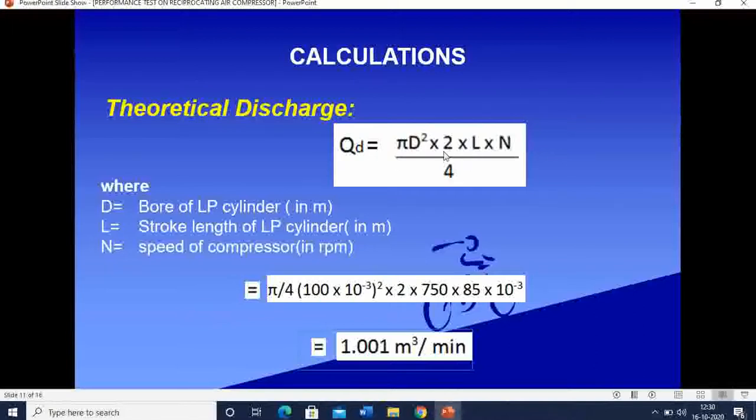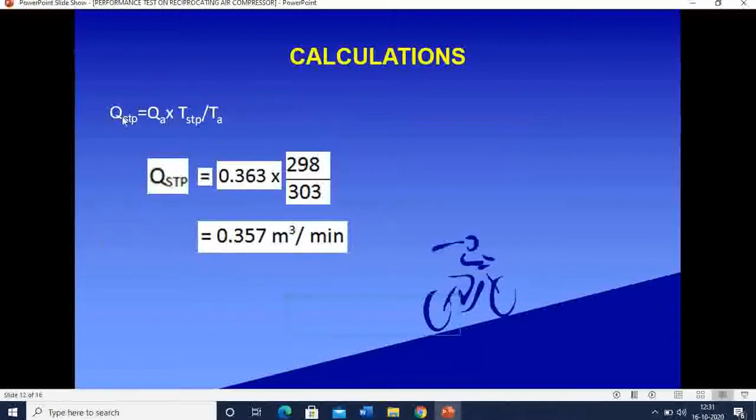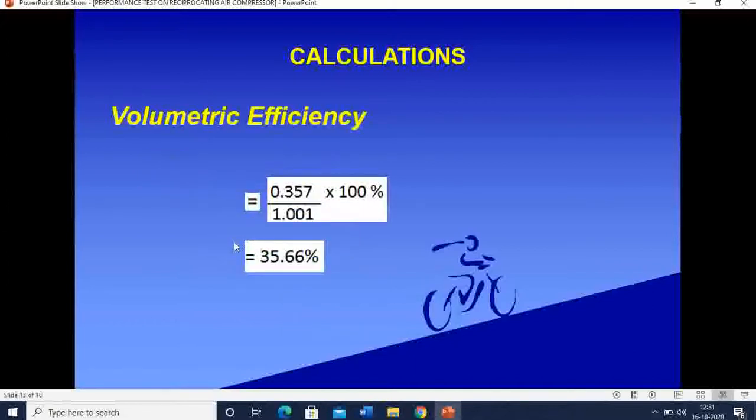The theoretical discharge is determined using the formula pi by 4 d square into 2 into L into N. The value of d is given, the stroke length is also given, and the speed of the compressor is also known to us. With the help of that, find the value of the theoretical discharge. The discharge at STP conditions is determined using the formula QA into T at STP condition by ambient temperature. You can use this to find the value of QSTP, and the volumetric efficiency is determined with the help of this.